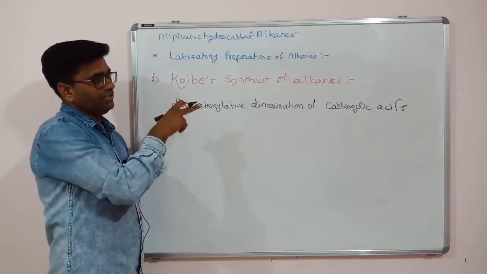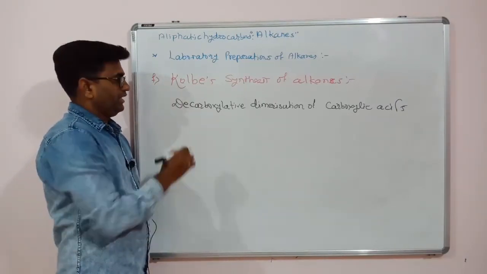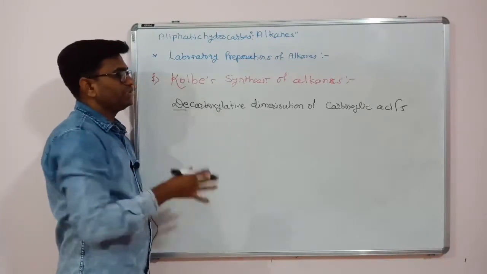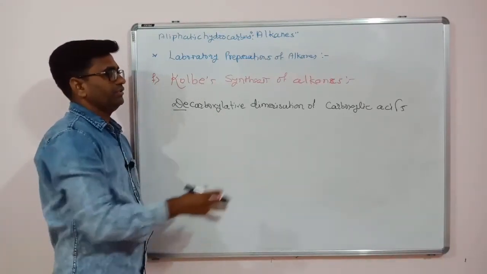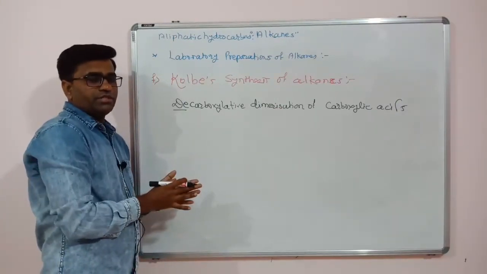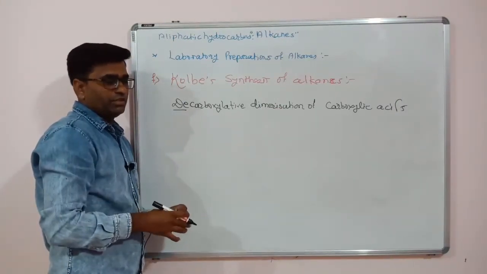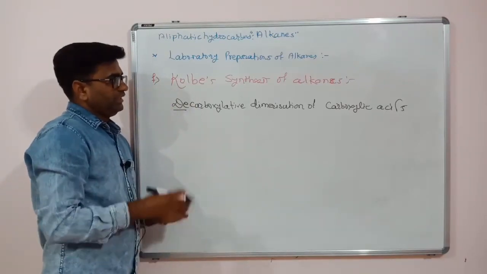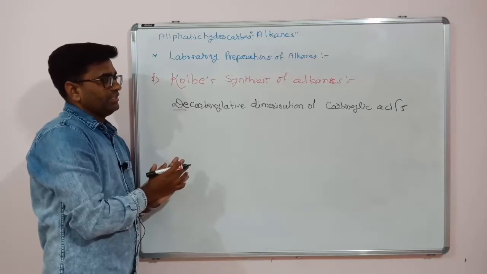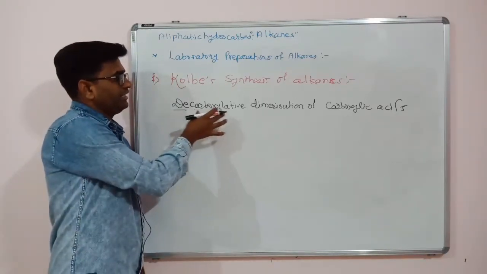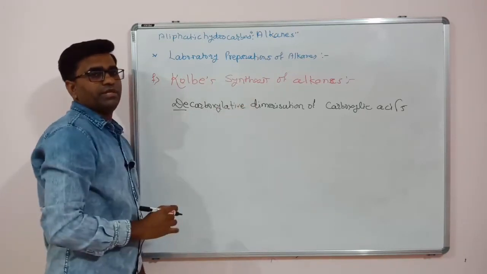So the starting material is carboxylic acid. De means to go away. So in this case also, decarboxylative, the carboxylic carbon leaves. Dimerization: two molecules come together and form a bigger molecule, that is called dimerization. So in this case, two carboxylic acids come together to form an alkane with decarboxylation.